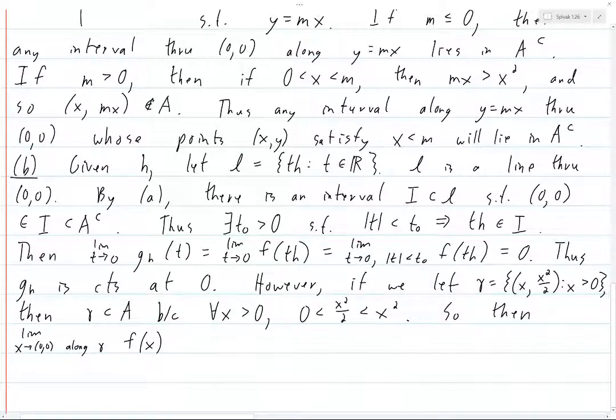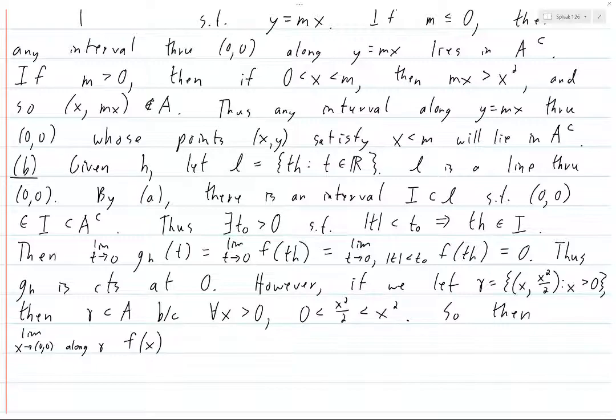And we don't really have the language to say what I'm about to say, but what I'm really saying is that the origin is a limit point of gamma. And I guess what that means is that every neighborhood of the origin contains points in gamma. And that's true because you can take any rectangle and you can choose x small enough so that x will be within the x interval of the rectangle and x squared over 2 will be in the y interval of the rectangle.